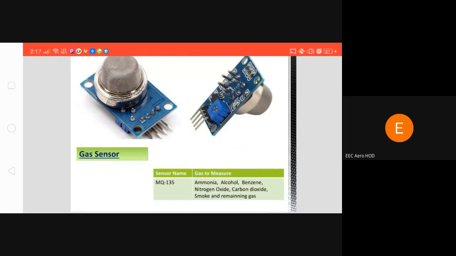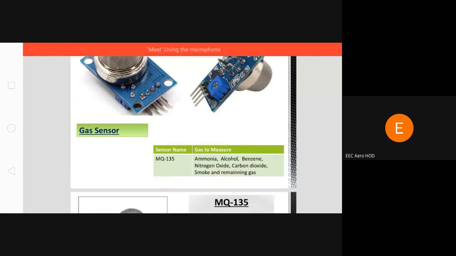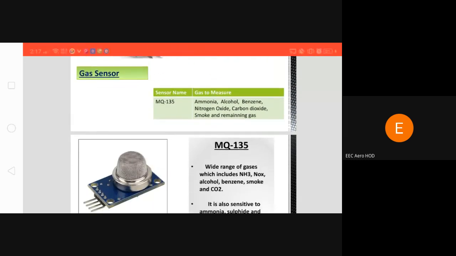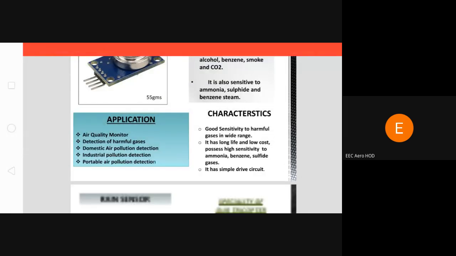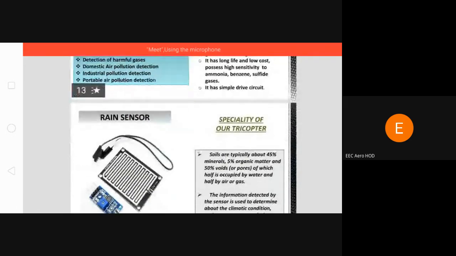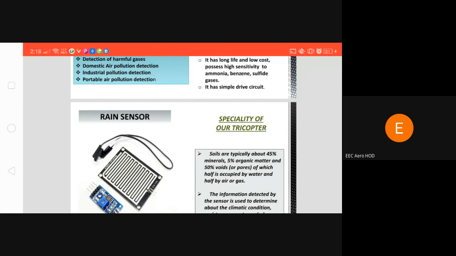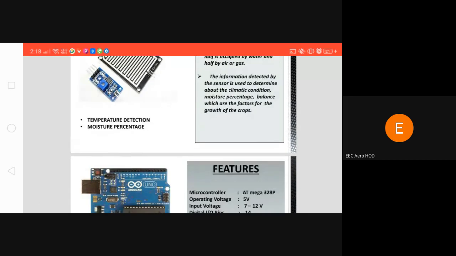Now I told that we are using a gas sensor, and that is the MQ135. Here it is very clear what types of gases it can determine easily, and it is very sensitive to harmful gases in a wide range, so we don't need to worry about those things. Another thing is the rain sensor. It's also very essential for the farmers, as I already told that some crops may have less water absorbing capability, some need more. So this sensor is very essential.